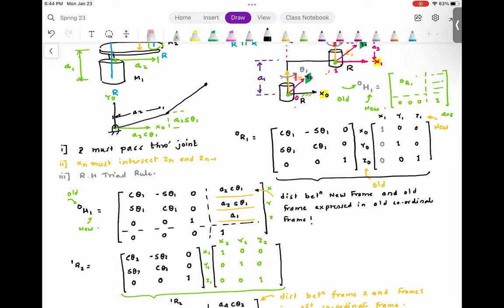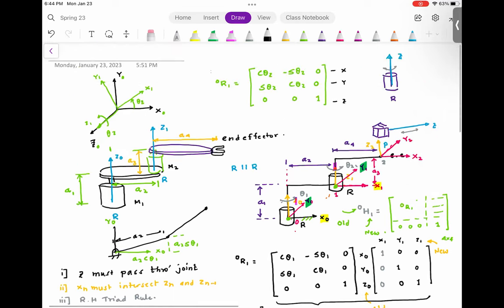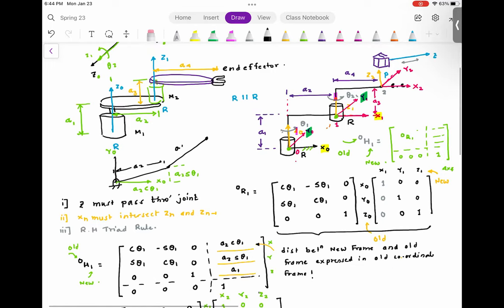If you look at this planar diagram, if you look at the same robot from the top, what are you going to see? You're going to see A1, and you're going to see A4. Now, this angle is theta 1, right? And then this angle is theta 2. Now, I want to explain this important part.